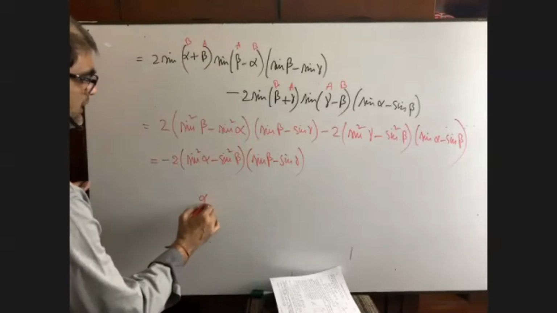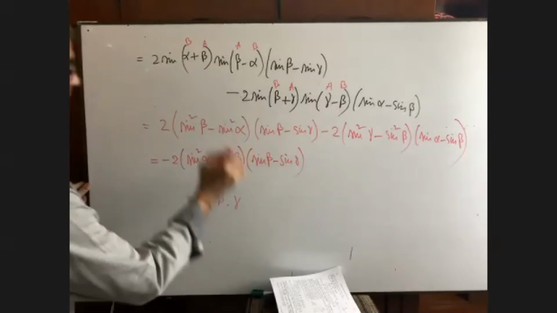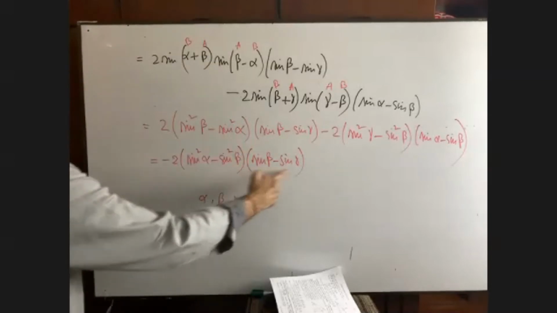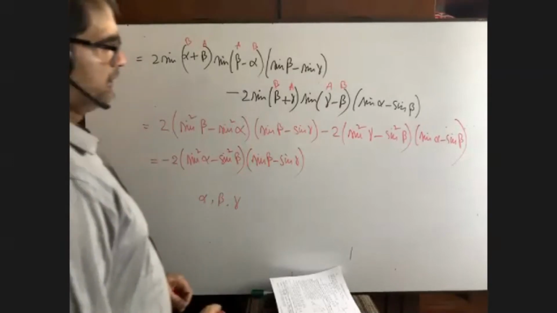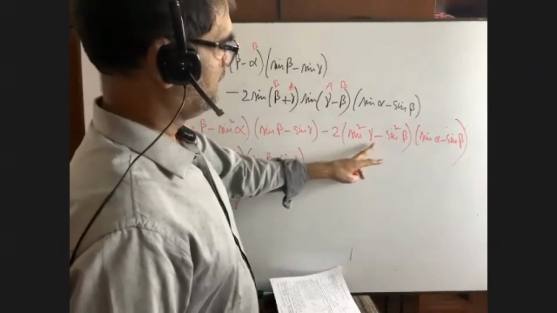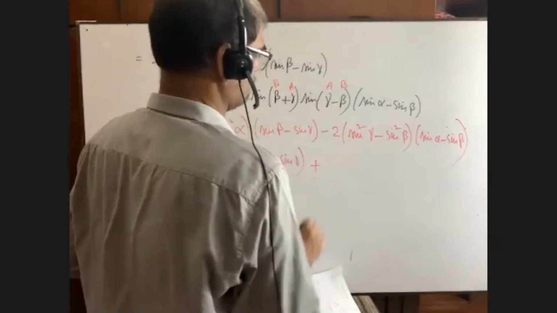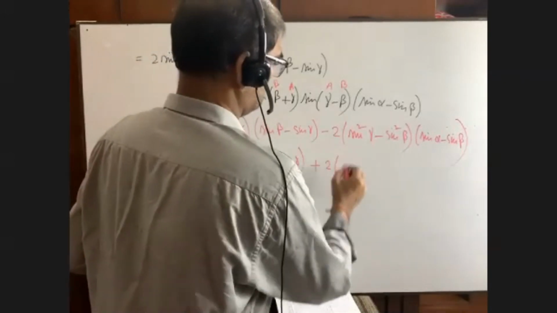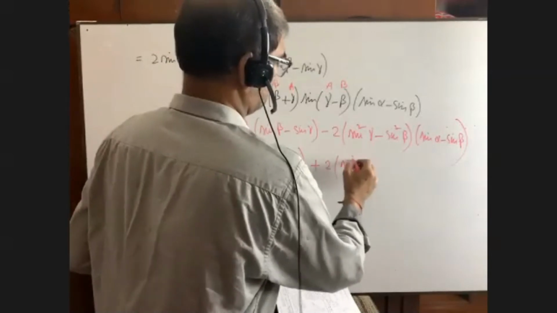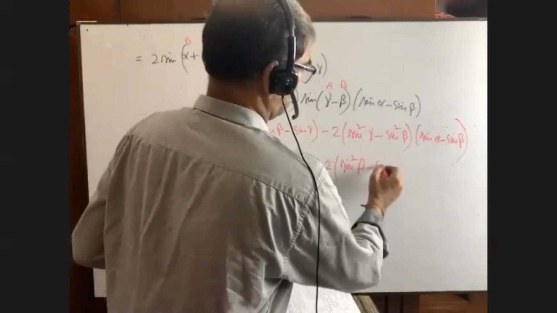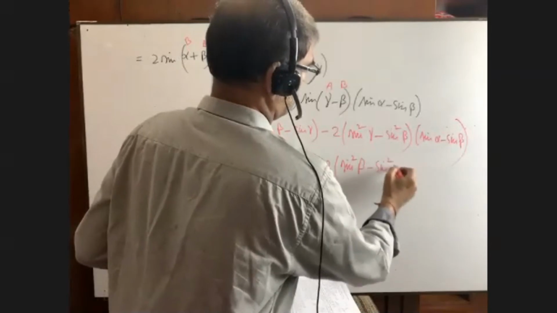At first alpha, then beta, then gamma. Alpha, beta, beta, gamma. Again, gamma, then beta. So very good. I am going to take minus common. Then we will have sin square beta minus sin square gamma. Have you seen?